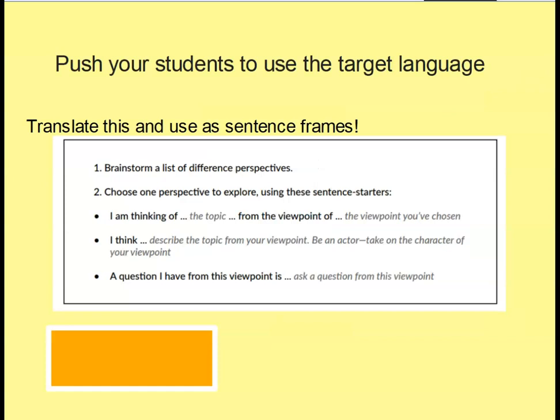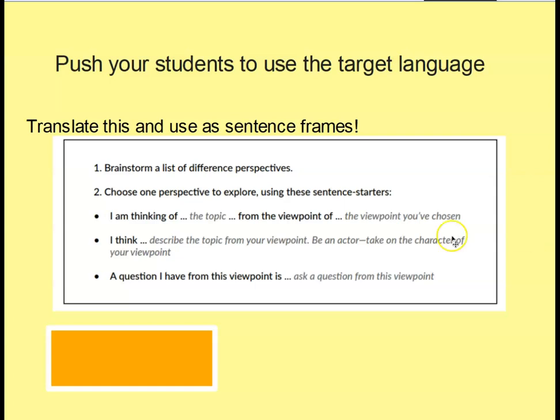Of course, we want to push our students to use the target language as much as possible. Now, one of my struggles with the thinking routines is that I mostly teach first and second year language. And so to get them to use the target language in these really deep cognitive demands is difficult. So I've got to put a lot of scaffolding out. I got to do a lot of hand holding, lots of supports.